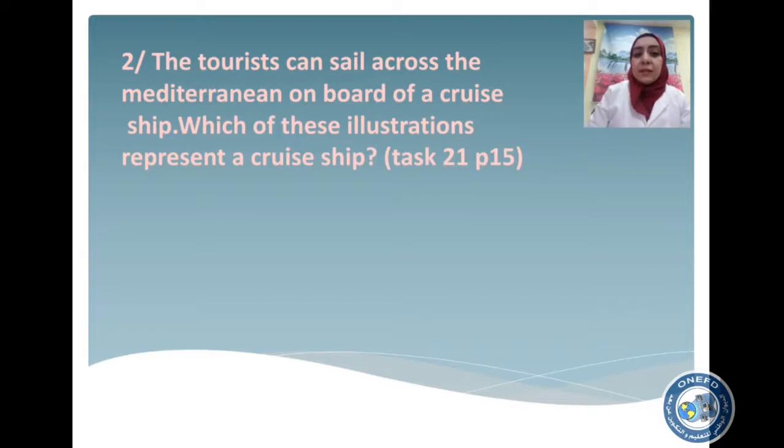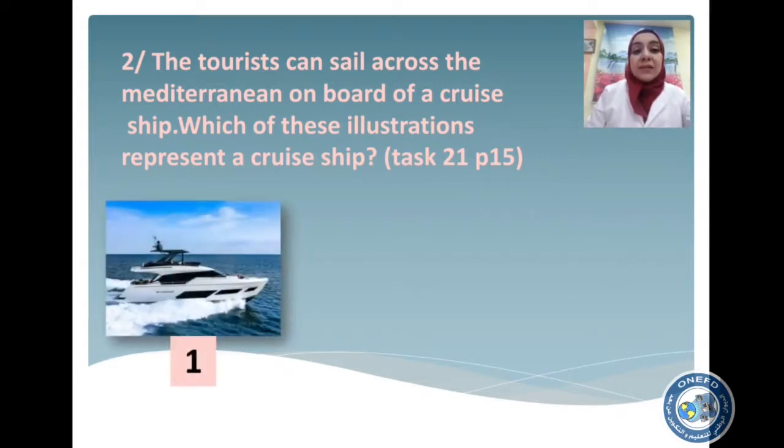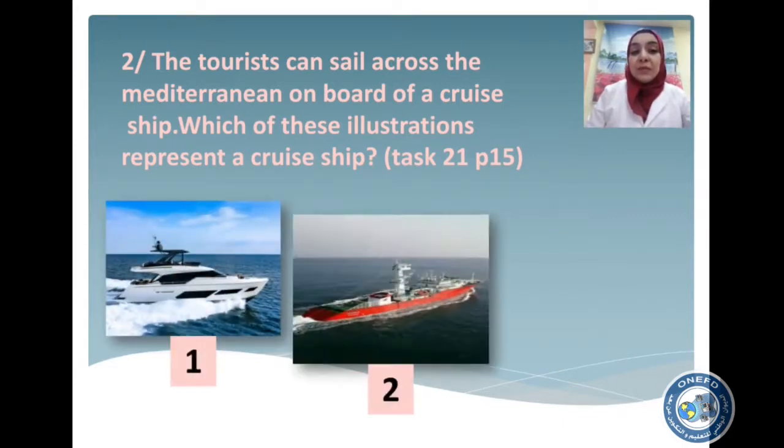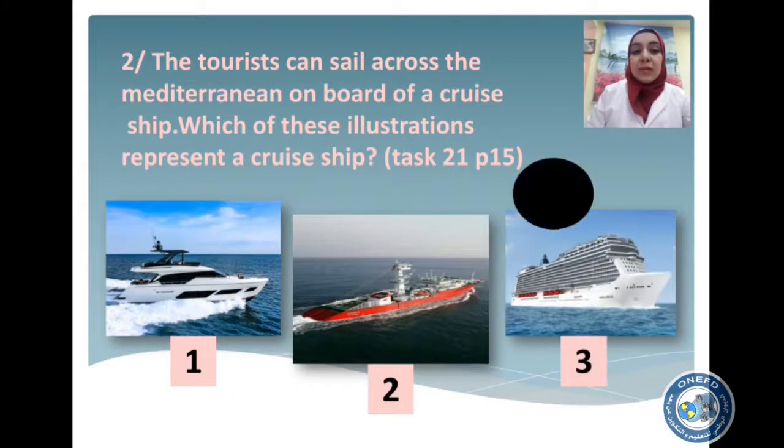Which of these illustrations represents a cruise ship? We have seen the definition of cruise. Cruise is the act of traveling by sea for pleasure. What kind of ships will they use? Is it number 1, number 2, or number 3? 10 seconds to think about it. One, 2, or 3?